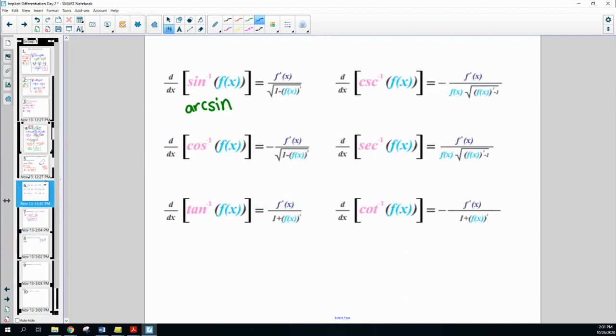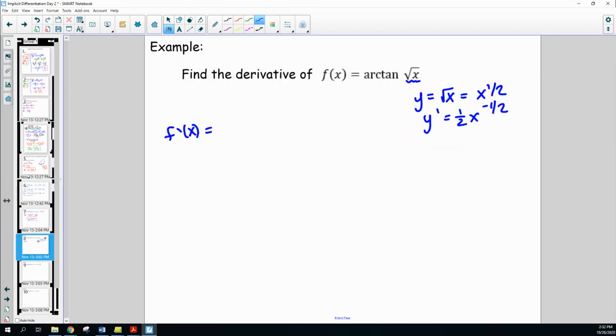So again, I'm just going to go over here for 1 second. So here we have arctan, so we're using this one, right? So the function in this case is our square root of x. The derivative of the function is on top, and then you have 1 plus whatever the function is squared on the bottom for arctan. So we have 1/2 x to the negative 1/2 on the top. And then on the bottom, we have 1 plus the square root of x squared.